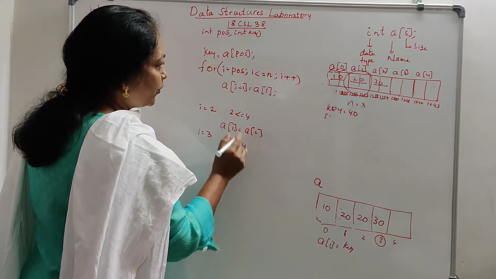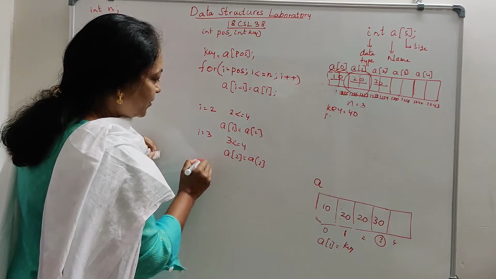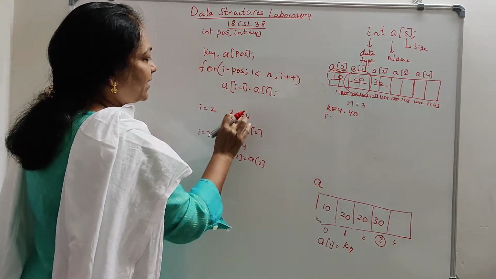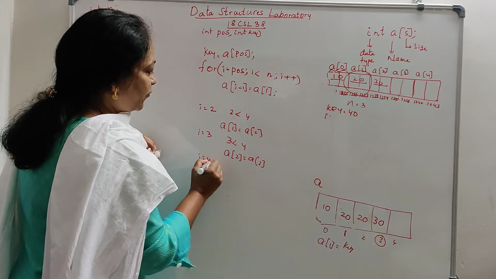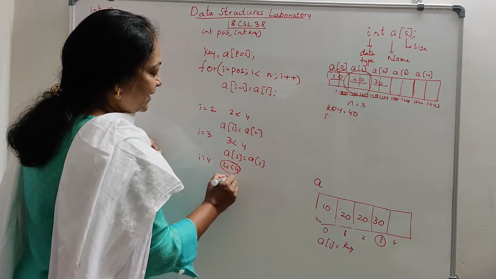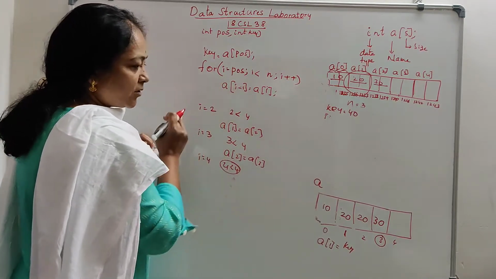A of 2, a of 1 minus 1, 2 is equal to a of 3. And that's all, no? So we don't have any other element. So what do we have to do? We need to make this as less than, then only this will happen. I is equal to 4, 4 is less than or equal to 4, then this is wrong. The condition becomes false and it comes out of this one.